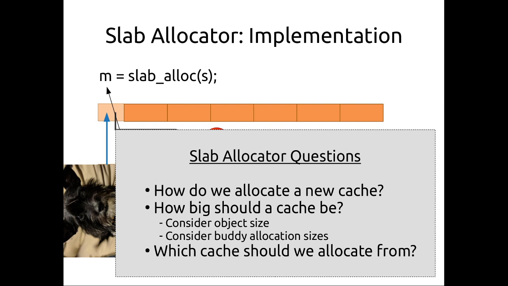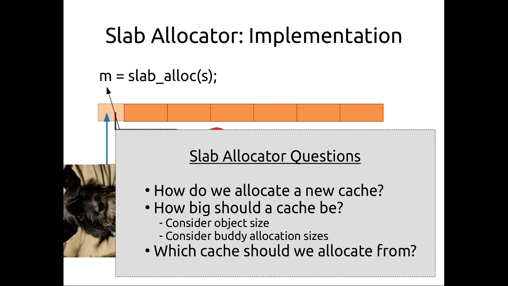Okay, so we have the two cases. We have caches that are mostly free, they have mostly free memory in them, and those that are mostly allocated. And we get a new allocation request. Should we make that allocation request from the mostly free or the mostly allocated cache? The answer is almost always that we want to allocate from the mostly allocated cache. There are two reasons for that.